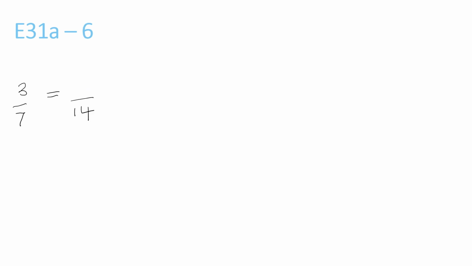So this is the opposite of simplifying. We are increasing instead of decreasing. 7 times 2 is 14. So 3 times 2 is 6. 2 times 7 is 14. 1 times 7 is 7.